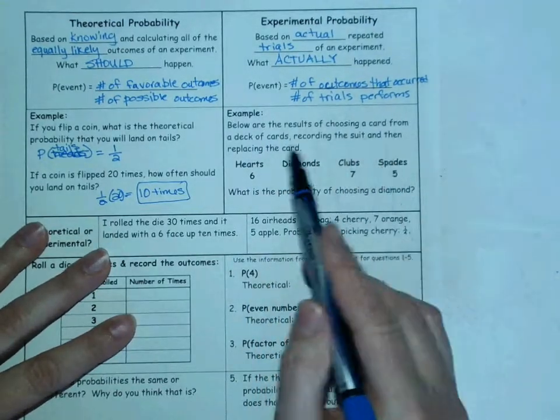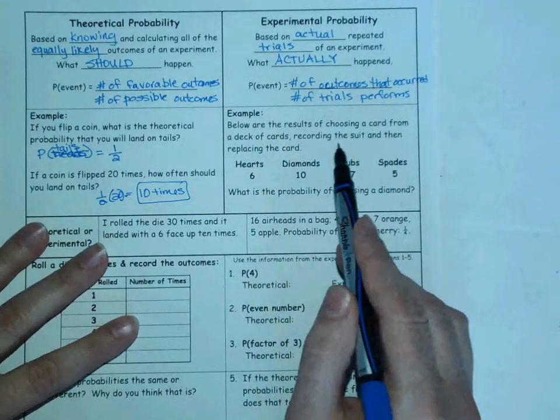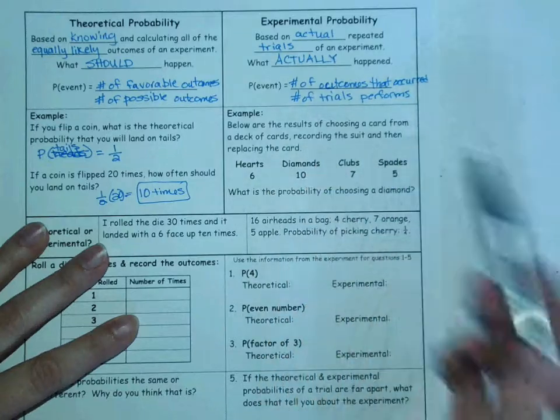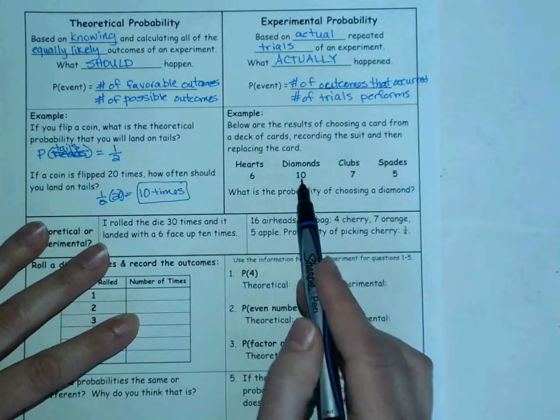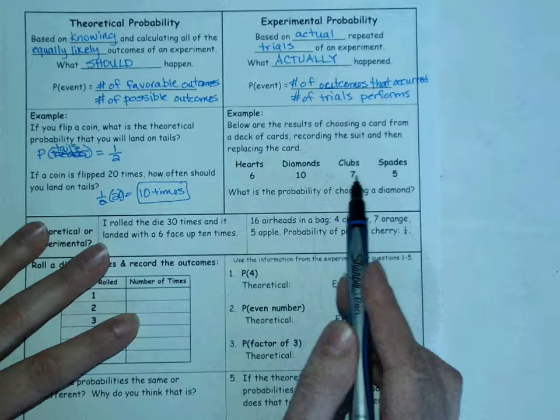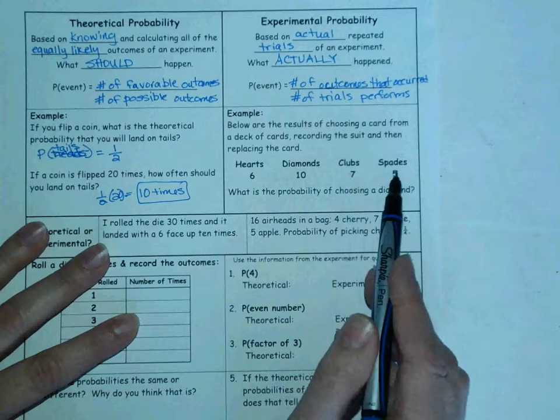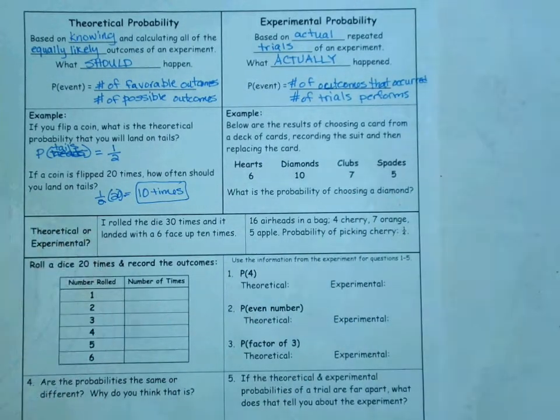Below are the results of choosing a card from a deck of cards, recording the suit, and then replacing the card. So you put the card back in the deck after you picked it. So they drew 6 hearts, 10 diamonds, 7 clubs, and 5 spades. What's the probability of choosing diamonds?